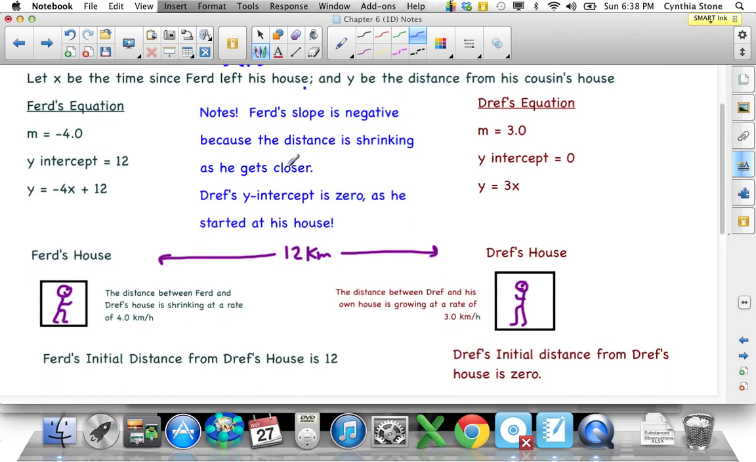So Ferd's equation: the distance is shrinking, so the slope is negative. It's his rate, his speed. The y-intercept is how far he is to begin, so now we have an equation. Dreff's equation: the distance from his own house is growing at a rate of 3 kilometers per hour, and he's starting right there, so his y-intercept is 0. So there's his equation. So we need to find the solution, the x, and x is time, the x for when they connect.